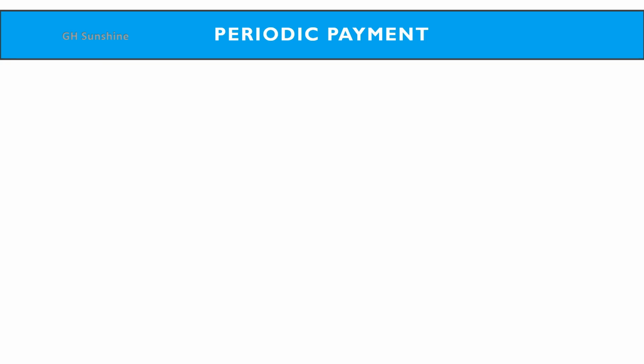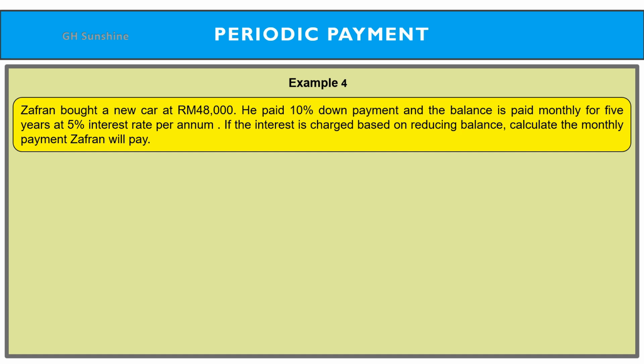Okay, next example, how to calculate monthly payment. Zafran bought a new car at RM48,000. He paid 10% down payment and the balance is paid monthly for 5 years at 5% interest rate per annum. If the interest is charged based on reducing balance, calculate the monthly payment Zafran will pay. So here, a different method to calculate the interest amount, which is based on reducing balance. The previous example used the flat rate method.